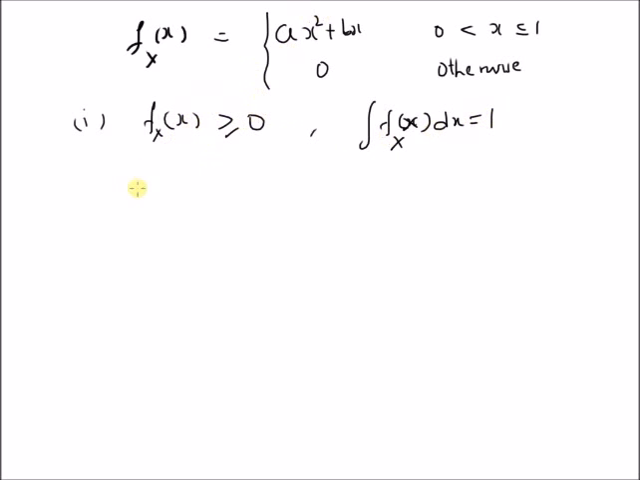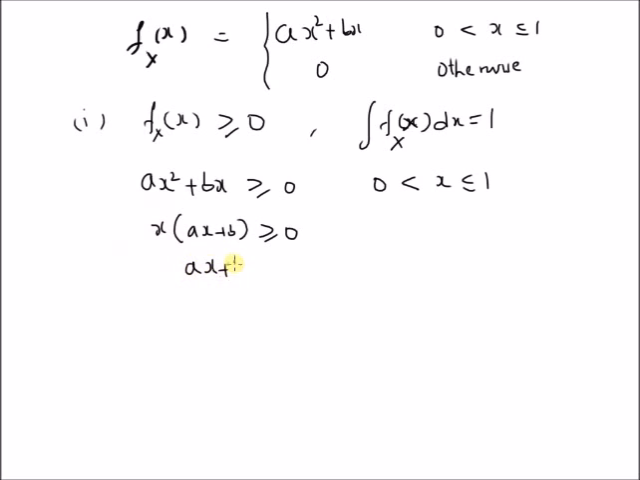So by using the first condition, we have ax square plus bx is greater than or equal to 0 for values of x between 0 and 1. It's a proper fraction and greater than 0. So by using this condition, we have x into (ax plus b) is greater than or equal to 0. And since x is greater than 0 and less than 1, we can cancel the x and we have ax plus b is greater than or equal to 0. This is the first condition.